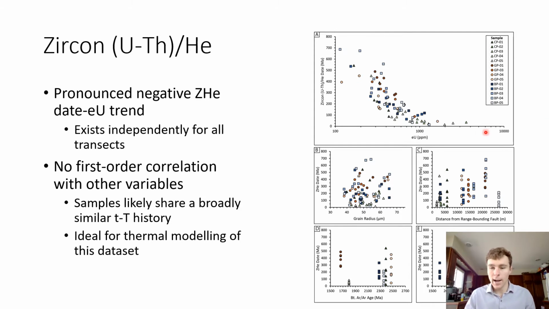Because we can see that our higher eU grains record younger ages, it's likely that we have surpassed that threshold and are now seeing lower closure temperatures in these highly damaged grains. A well-defined date-eU correlation is essential for deep time thermal modeling with this technique. Additionally, there's not a strong correlation with any other variable examined here with zircon-helium date. This suggests that these samples, even though they're from a large swath of the Beartooth range, likely share a broadly similar time-temperature history. This is ideal for thermal modeling of this data set.